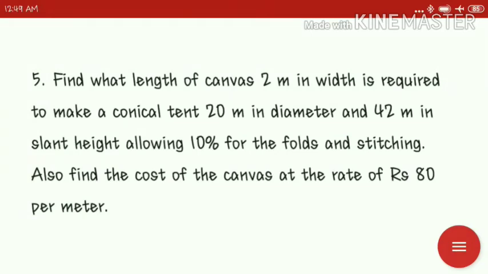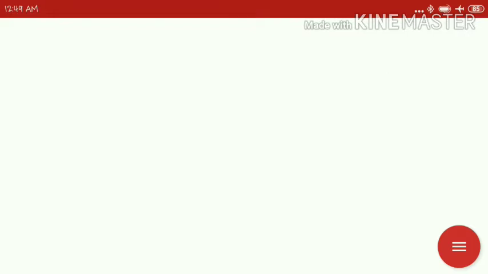So here is our fifth question. Read the question carefully and then try to do it by yourself and then come to my solution. Again, I am asking you, before you go to the solution of the problem, first you have to give a proper vision about the shape, whatever is asked to make here and what we need to find out. Here it is asked to make a tent by using a canvas.